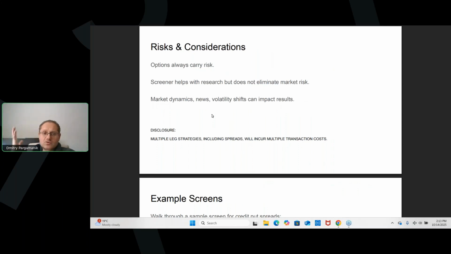And always remember, options carry risks. There's nothing about a screener or a specific metric or analytic that takes away the risk. There's always risk. Those are just helping us guide our decisions, but options will always carry risk. They're risk assets, risk instruments. The screeners will help us with our research, right? It doesn't eliminate that market risk of volatility and news and other things, because markets are dynamic.